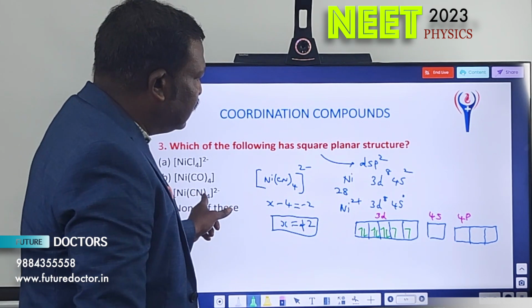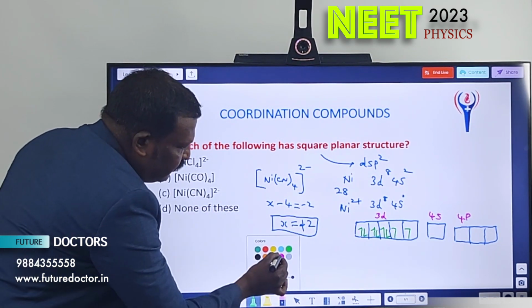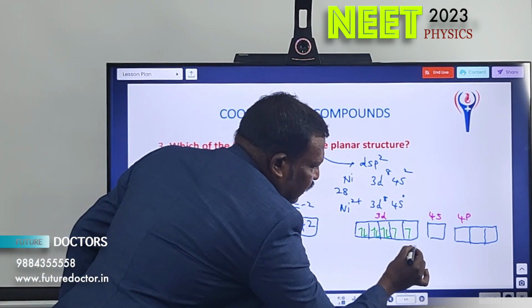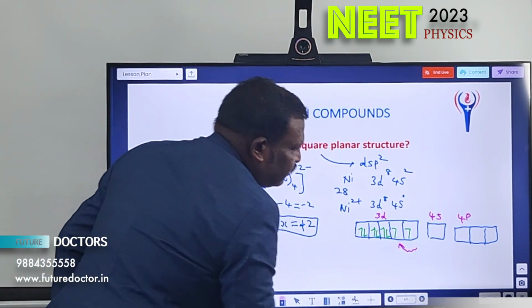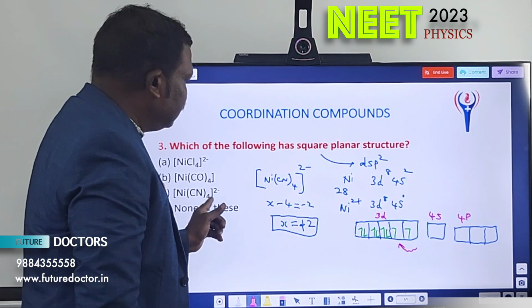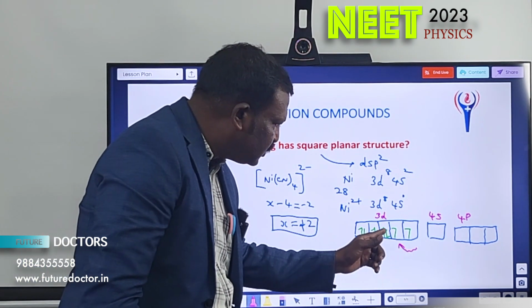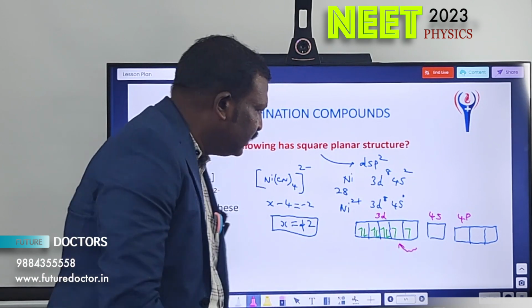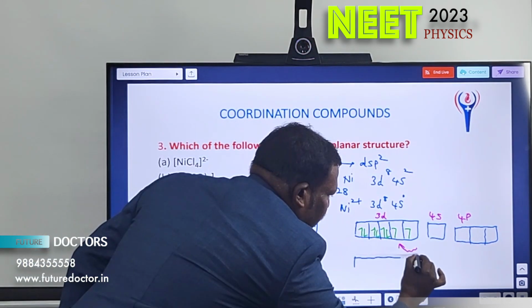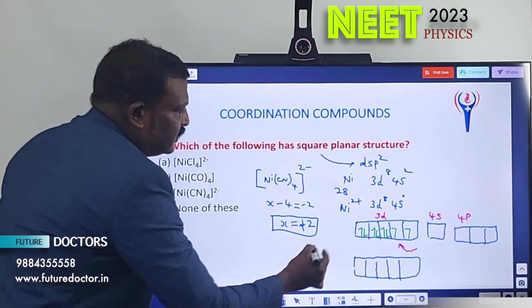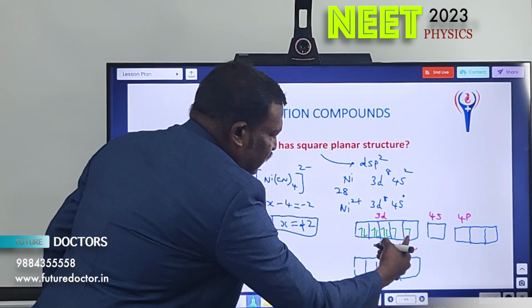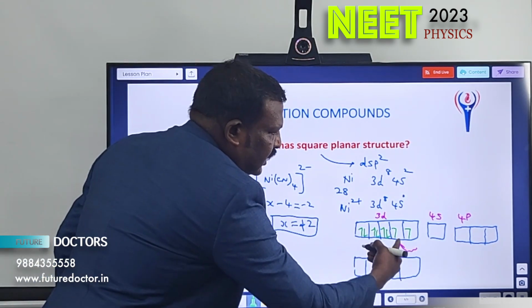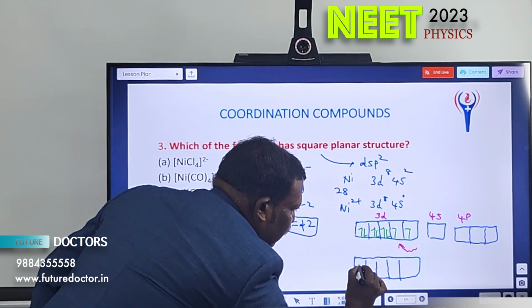CN is a strong ligand. Strong ligand means it forces the unpaired electrons to pair up. Are you following? So already we have 3 pairs. Now one more pair will be coming. See here, already we have 3 pairs, and since it's a strong ligand it forces the unpaired electrons to pair up. Now we have this.